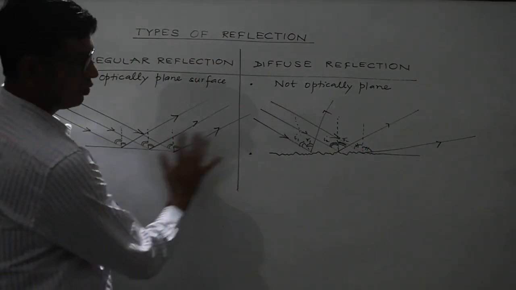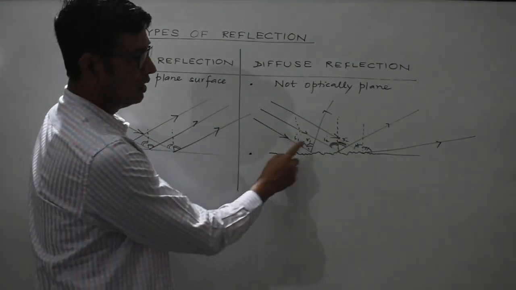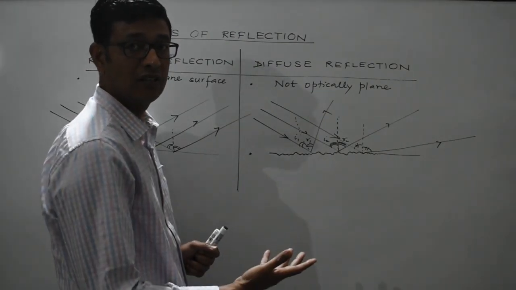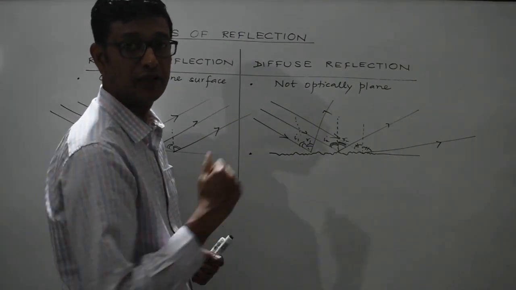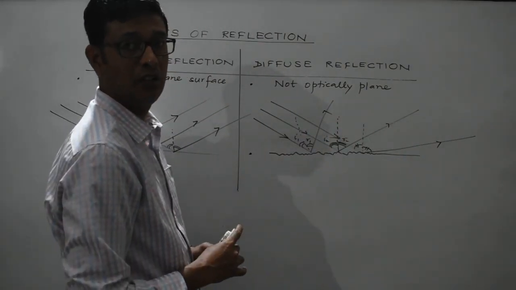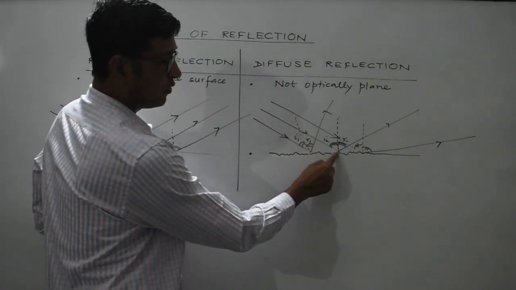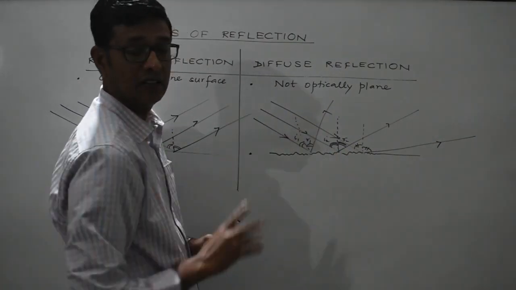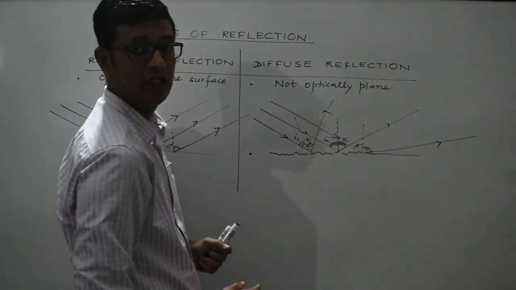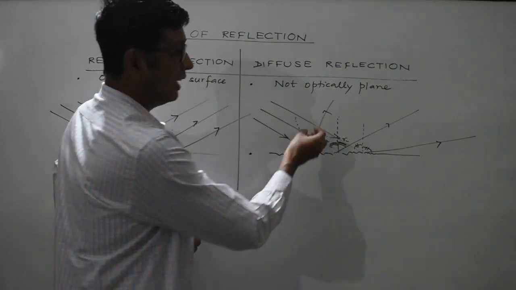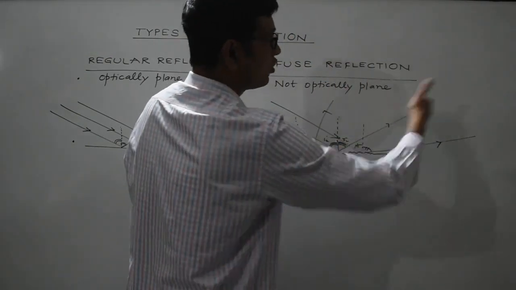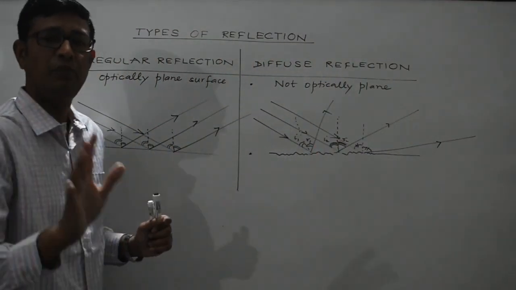So the basic difference, you can very well judge from this diagram. Over here, at every point, the angle of incidence and hence the angle of reflection is different, because the surface is not smooth, it contains certain irregularities. So although the laws of reflection are valid at every point, the angle of incidence and hence the angle of reflection at different points is different. So the light gets reflected in virtually all the directions, not in a particular direction. So that's the basic difference.